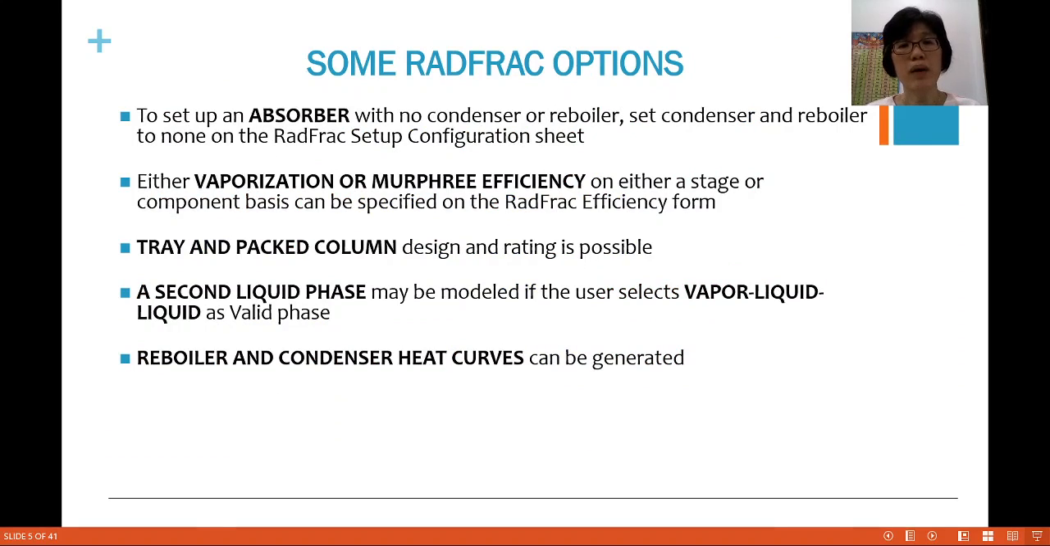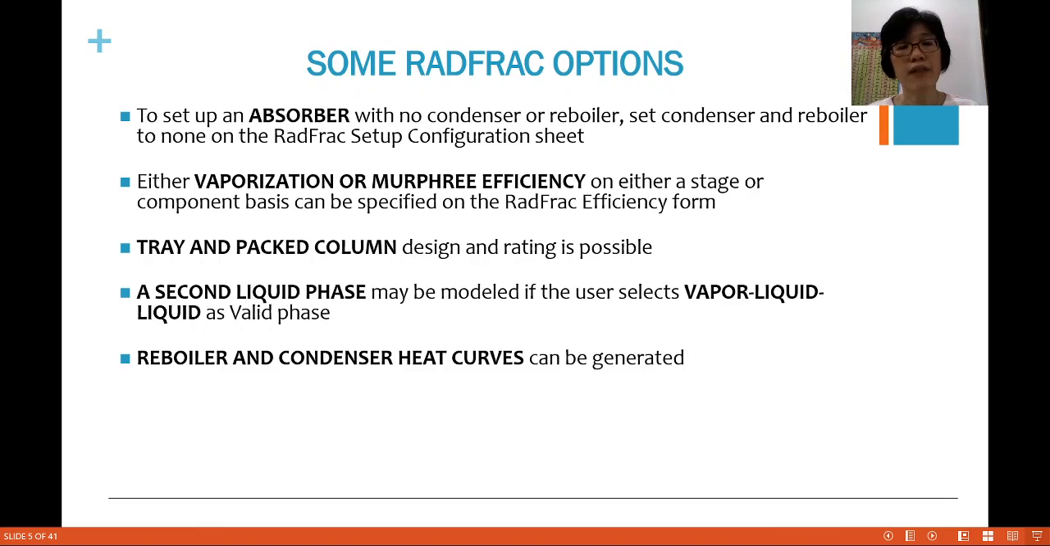So there are some more RecFrac options. RecFrac, as it's more versatile, you can use it to simulate absorber, and in order to set up absorber, you have to always not include condenser and reboiler, right?